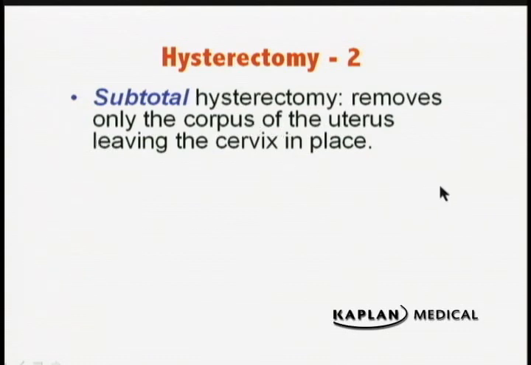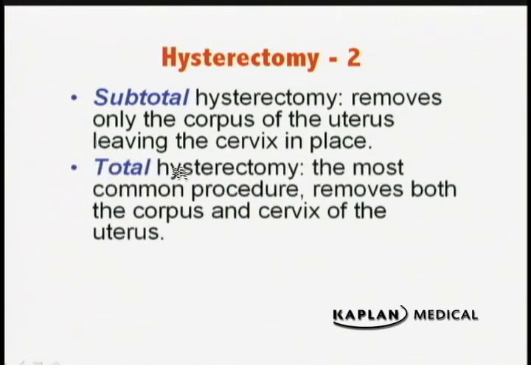A total hysterectomy, which is the most common procedure in the United States, removes both the corpus and the cervix of the uterus. If you remove the cervix, there is obviously no risk of cervical cancer, so no pap smears need to be done if this was done for benign purposes. Now, if you take out the cervix or do a total hysterectomy for cervical cancer, that's a different story.